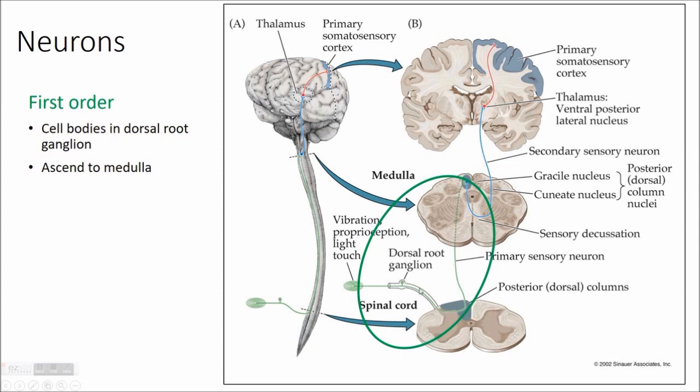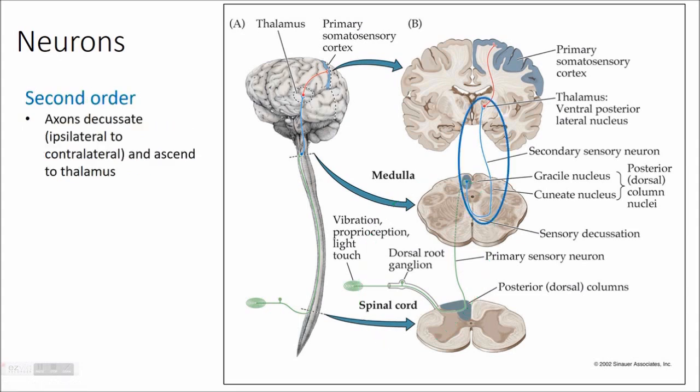Now remember, we had a dorsal root and we had a ventral root, not shown here. The dorsal root carries the sensory pathway. The dorsal root ganglion, which I didn't point out earlier, is a swollen area that contains the cell bodies of these nerves. So the first order goes through the dorsal root of the spinal nerve and ascends through the dorsal column to the medulla. The second order neuron, the axon decussates.